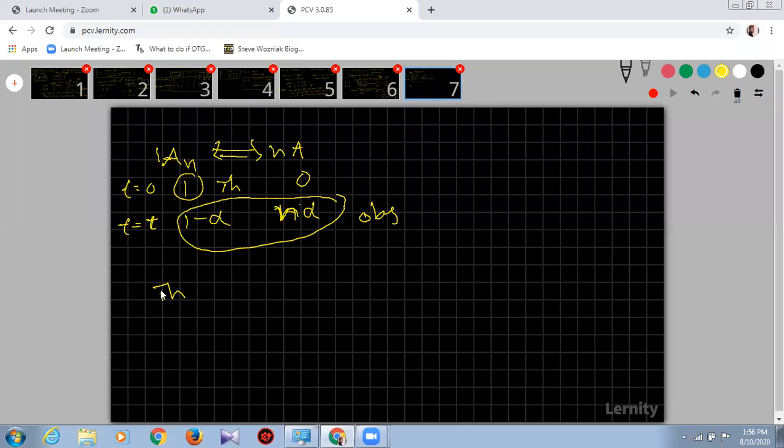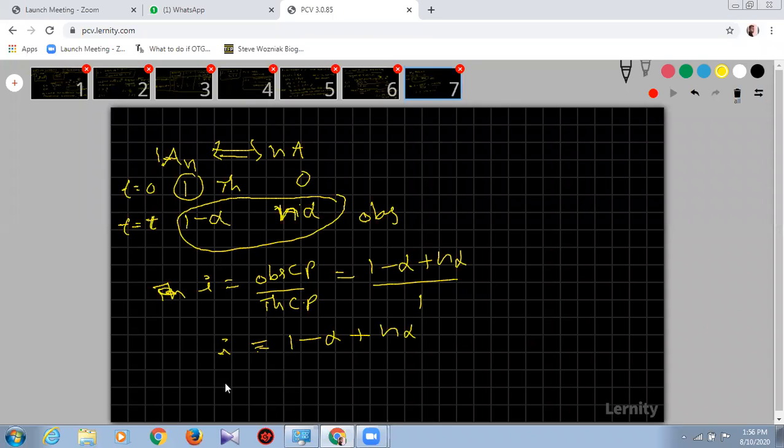Okay, so now I will see this here. i is equal to observed Cp by theoretical Cp. That is equal to observed Cp, 1 minus alpha plus n alpha, by the theoretical, 1 here. That's why i is equal to 1 minus alpha plus n alpha. How can I write it here? i is equal to 1 plus, I can write as, n minus 1 alpha. Can I write like this? i is equal to 1 plus n minus 1 alpha.